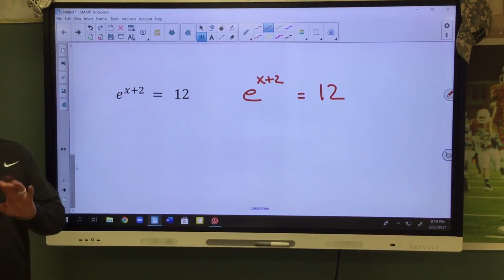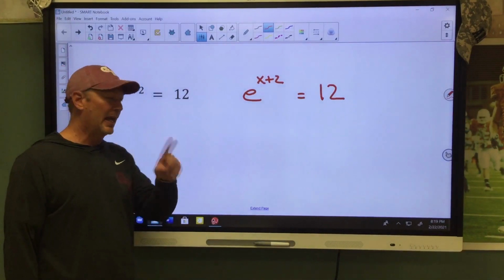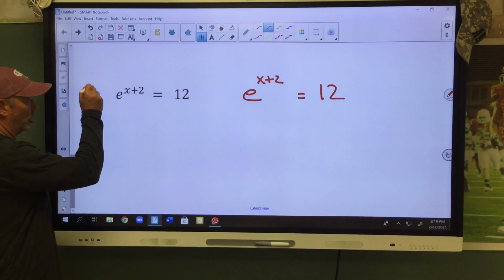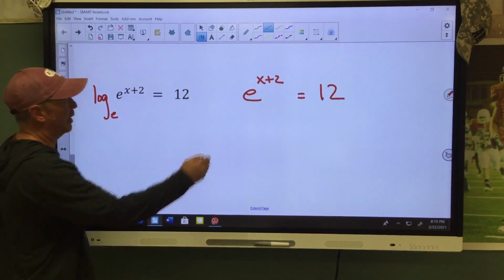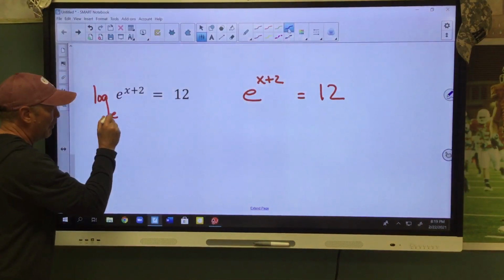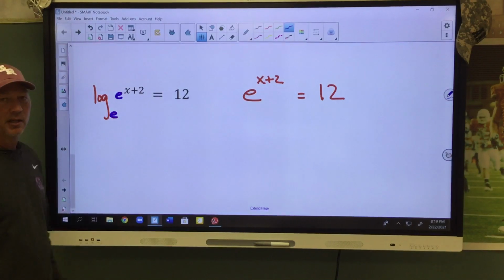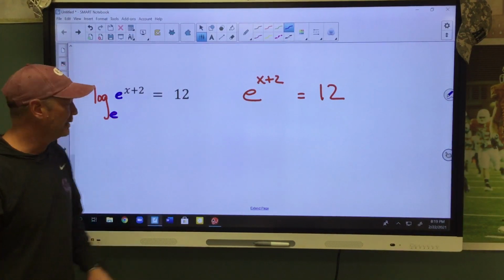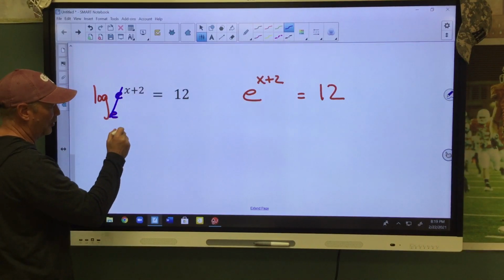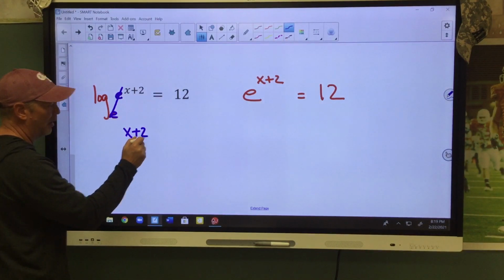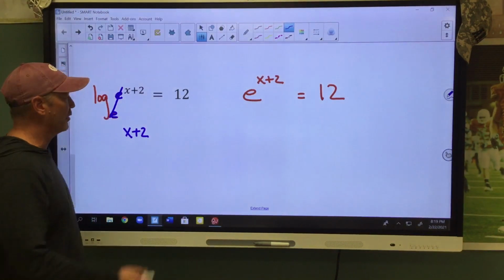Okay? So here's what I'm saying. What if we used our properties and we did this, log base e. Check this out. My base matches this base. If your base matches your base, then this is going to cancel. That exponent's going to drop out and you're going to get x plus 2. But the rule is, whatever we do to one side, we have to do to the other.